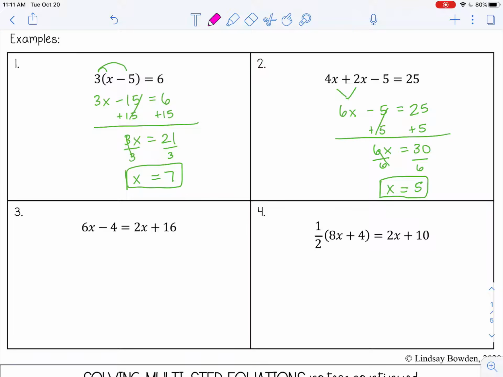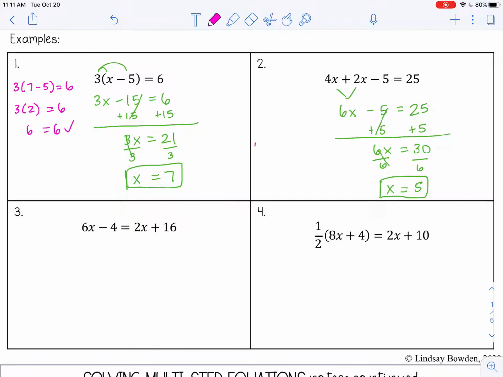Let's do that quickly with number 1 and number 2, just to check and make sure that you did it correctly. So I'm going to substitute 7 in for x. Okay, so let's do the parentheses first. 7 minus 5 is 2. And then 3 times 2 is 6. So we know we did it correctly.